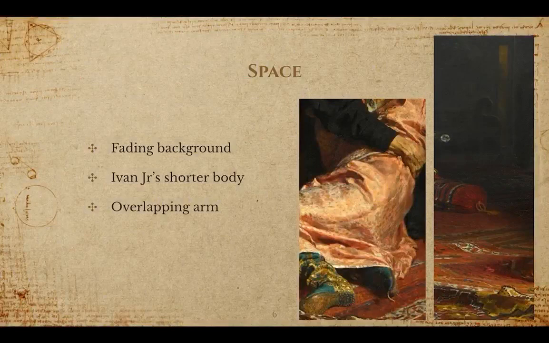Finally, Repin does a great job of using the illusion of depth to create pictorial space on a flat surface. We can see how the walls in the background are mostly dark, with fewer details and paler colors to show that they are further away from the main event in the front. We can also see how Ivan Jr.'s body is painted to be shorter than normal in this scale to create an illusion of depth. Also, Ivan's arms surrounding his son's waist give a sense of depth created by the overlapping of one object over the other.